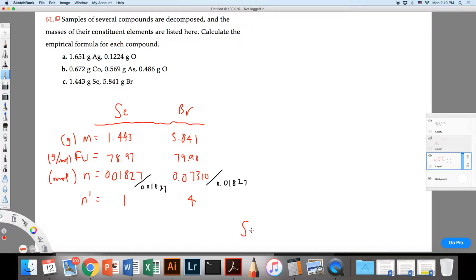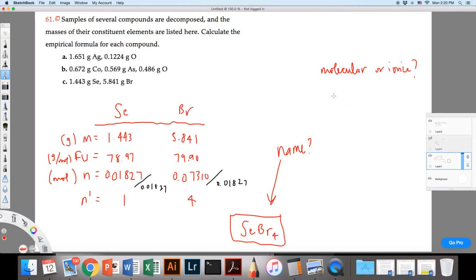And so I can see that my empirical formula for selenium and bromine is SeBr4. This looks like it's a molecular compound. You should name this. What is the name of this? Is it molecular or ionic? Pause the video, make a guess, and then I'll tell you.